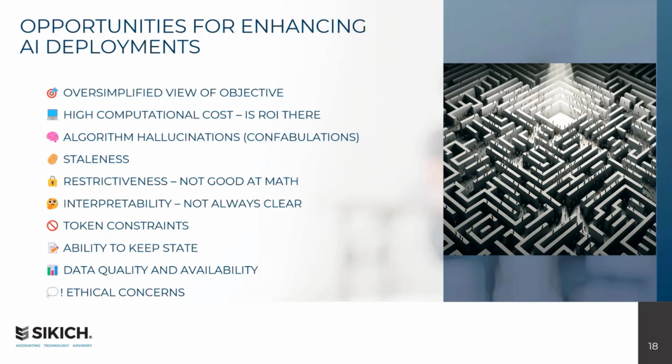Results are not always clear and may require multiple prompts. That's interpretability. We've mentioned token limits. There's 8,000 for GPT-3 and now 128,000 and 100,000 for GPT-4 and Claude. The ability to keep state. And this is really, I think, the next big change that we're going to see in these models.